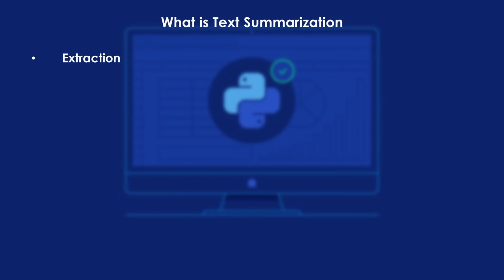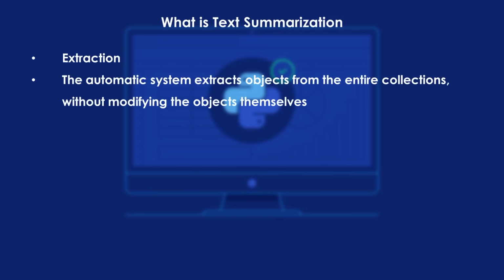Text summarization techniques are usually of two types. The first one is extraction, and the second one is abstraction. In the extraction technique, the automated system or algorithm that we have built extracts objects from the entire collection of text without modifying the objects, which means it extracts key phrases from the entire text that we have given, ranks those sentences based on their importance, and then finally gives a summarized text using only those most important sentences. So in this case, there is no modification of objects that are present inside the actual text that has been provided. The second technique is abstraction.